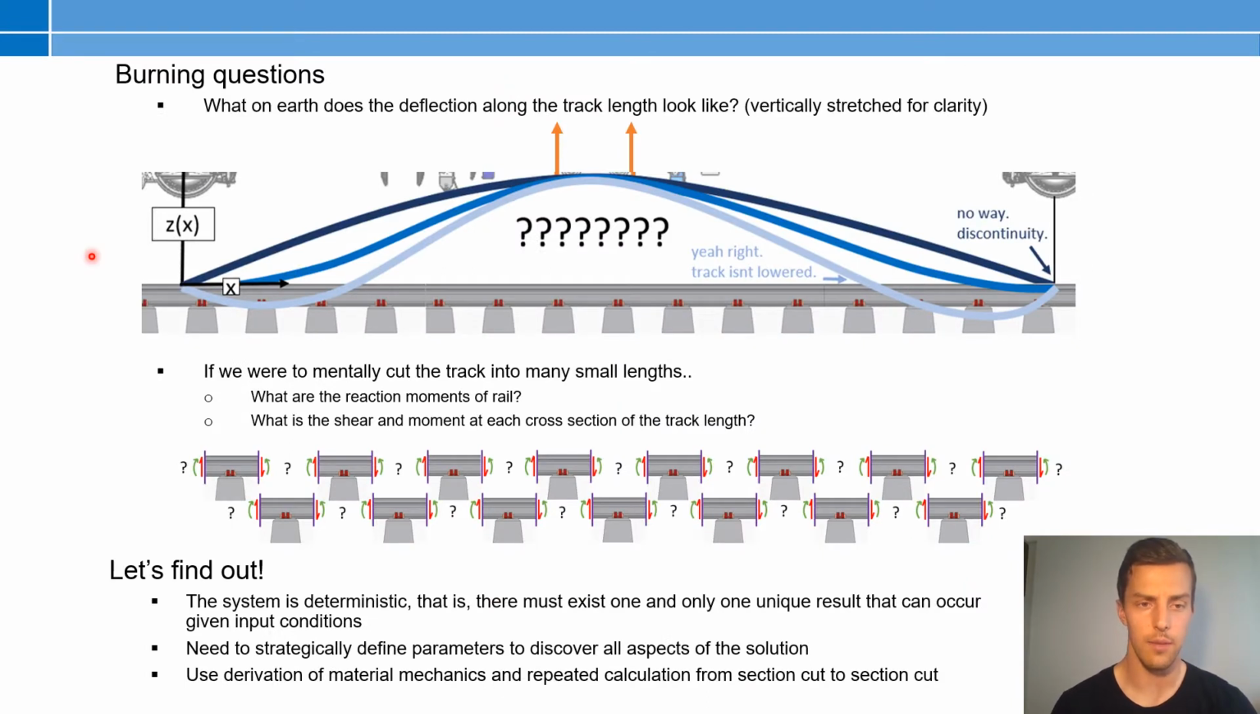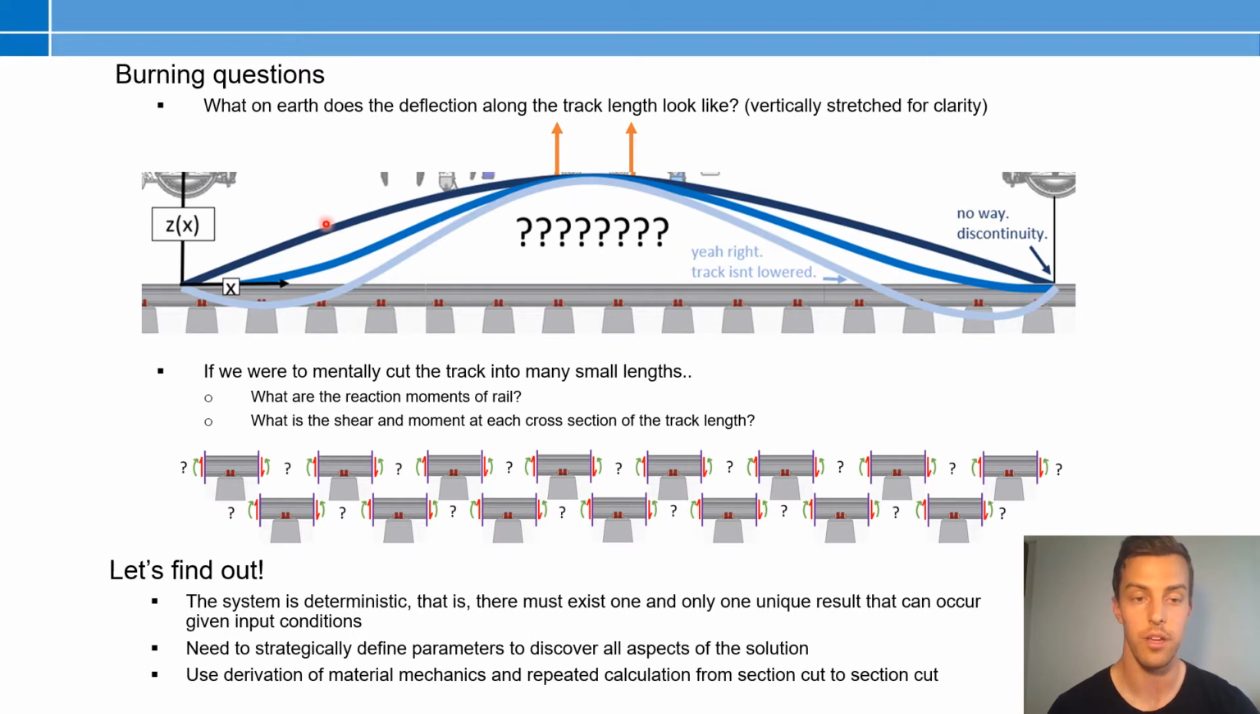So this develops a burning question that we need to resolve here today, and that is, what on earth does the deflection along a track look like? How does it behave? So in this picture here, we have the track at its initial state, and it's being lifted a certain way, and there are many possibilities of what it could be that we need to find.